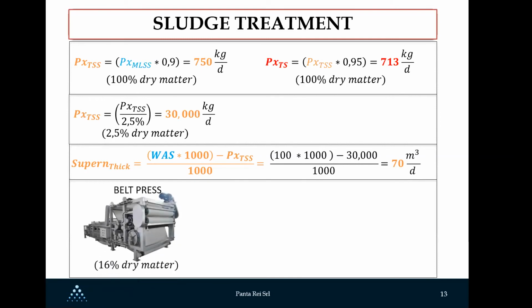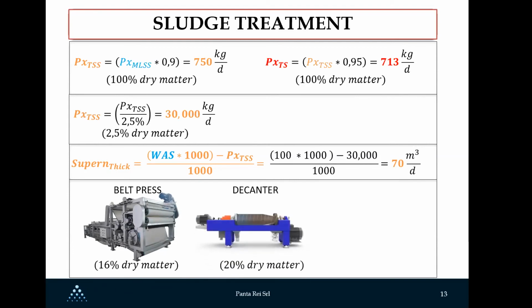So why have we considered at the beginning all the calculation using 100% dry matter? Because for the dewatering unit, the real dry matter depends on the type of system used. So considering the belt press, on average, the outlet dry content is around 16%. Using the decanter, the dry content is around 20%, and using the filter press it is 25%.